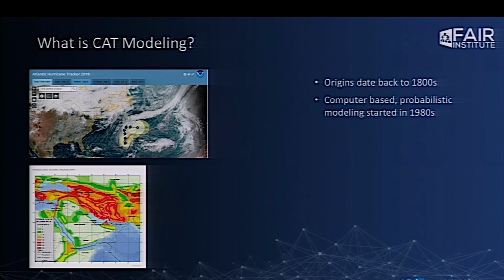Key to creating those useful CAT models that we use today was the advent of modern seismographs for detecting ground movements and anemometers for detecting wind speeds, which are now used to feed into these mathematical computer models to represent the physical characteristics of natural events.